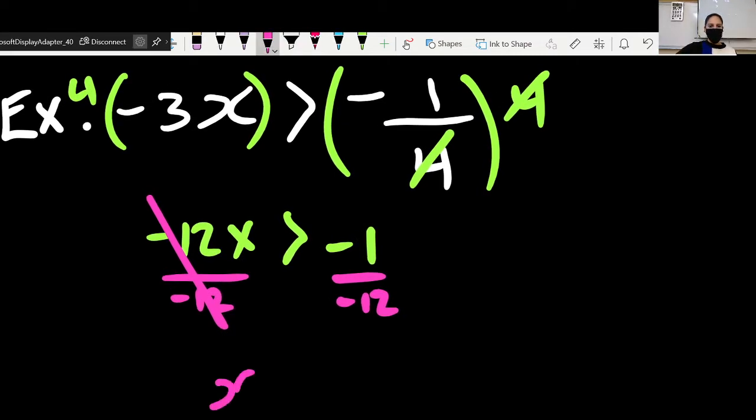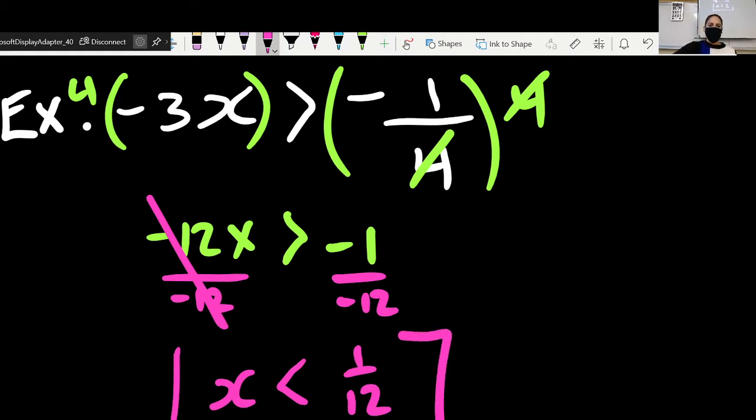So we have x. We divided by a negative, so the sign becomes not greater than, but less than. So we flip it around. And what do we get on the right side? It's just positive 1 over 12. So x is less than 1 over 12. So that's going to be our answer, which this time happened to work out as a fraction, but we would leave it as a fraction. Good?